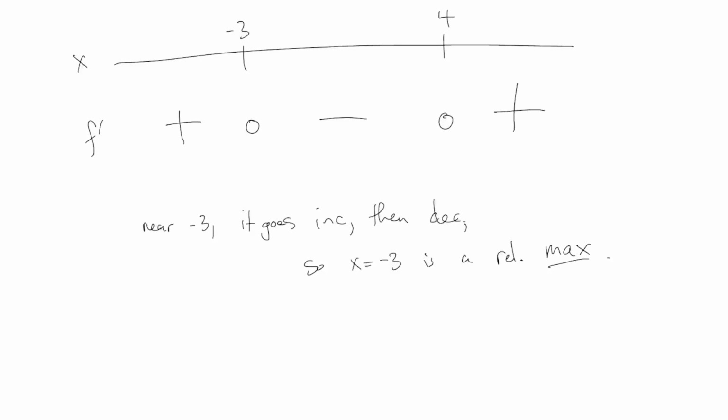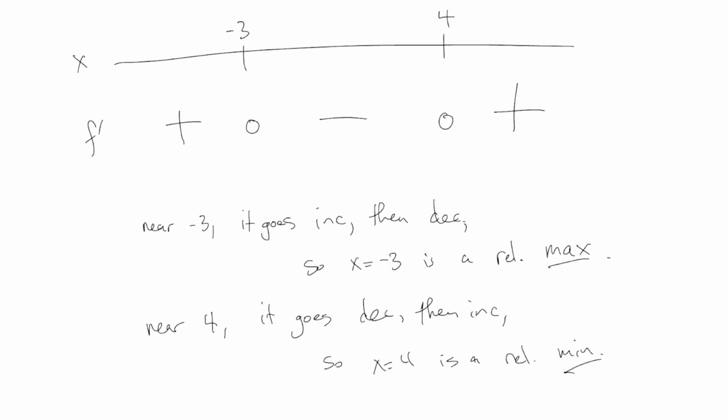And this other point, 4: decreasing and then increasing. That means it goes down until you hit this point and then goes back up, which means that point is a minimum. So near 4, it goes decreasing, then increasing. So x equals 4 is a relative minimum. All right? So the procedure really is the same as increasing, decreasing problems. It's just that at the very end, you have to know how to read this chart in a different context. You look at how it is changing from plus to minus or minus to plus.